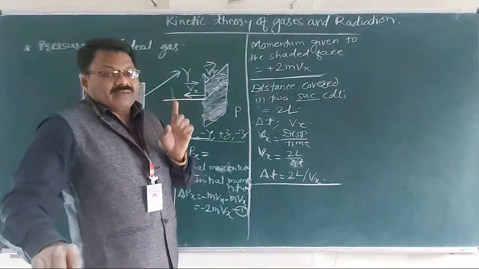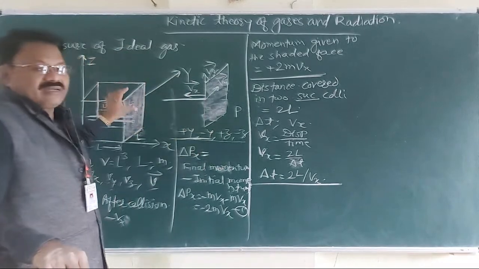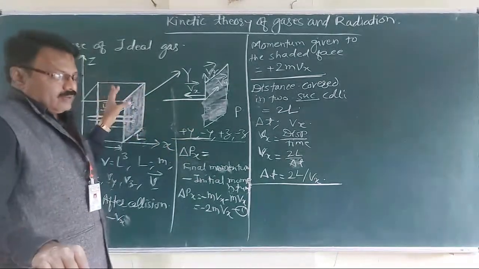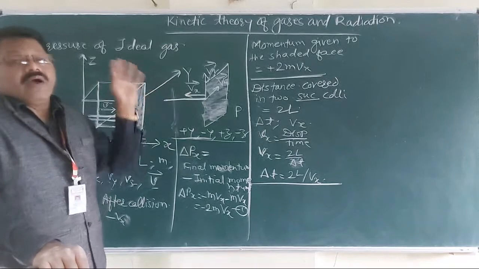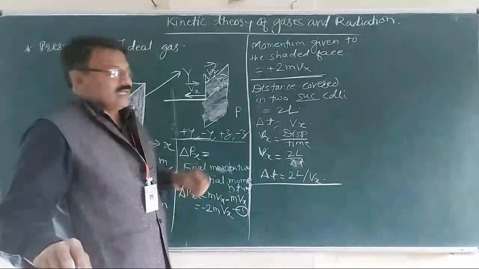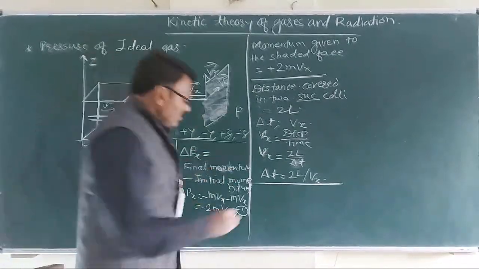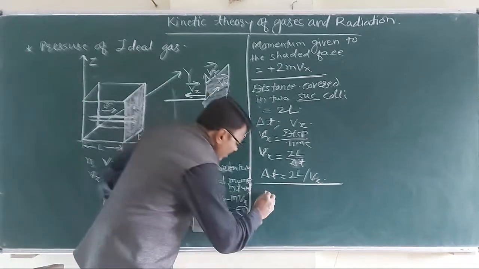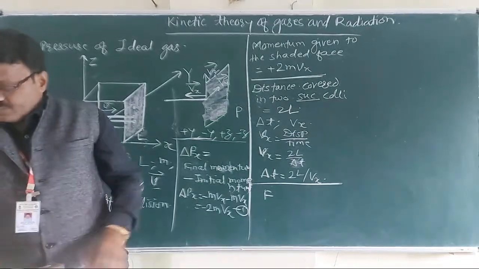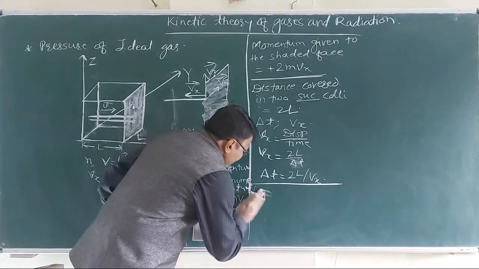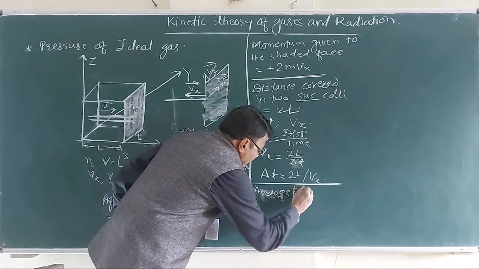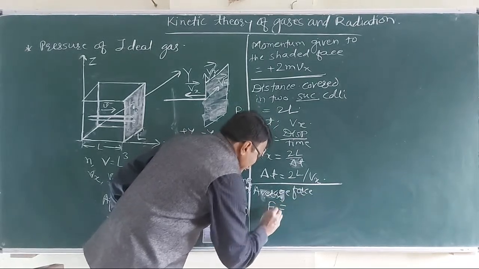Average force exerted by molecule 1. Now we are finding it first for the single molecule, and then we will find the average value for all molecules. The average force exerted on the shaded wall, suppose this is F. Average force is F.